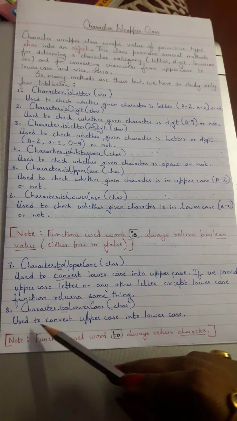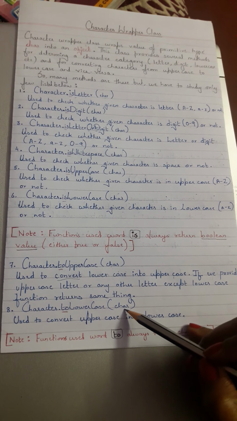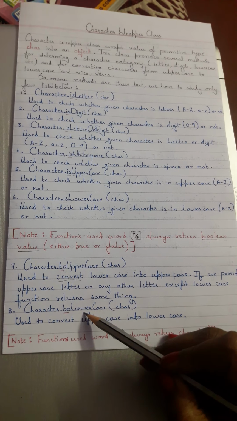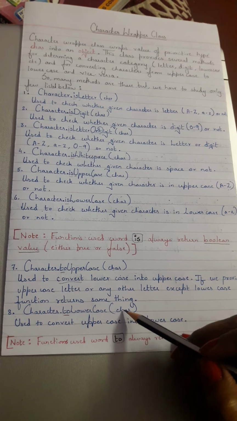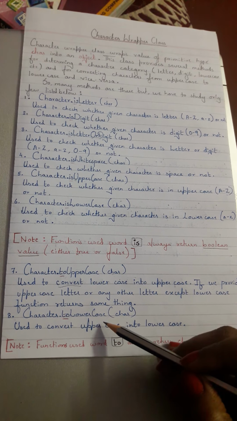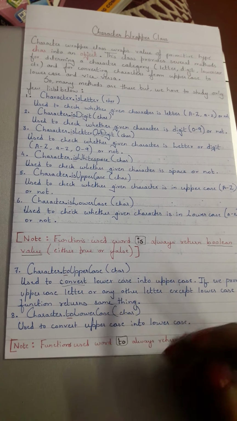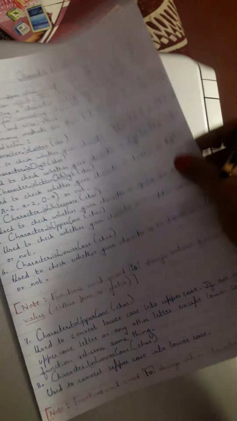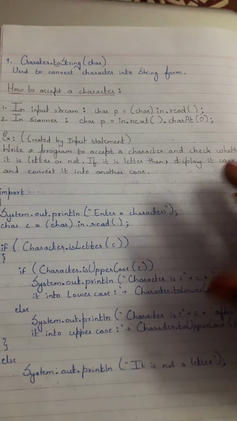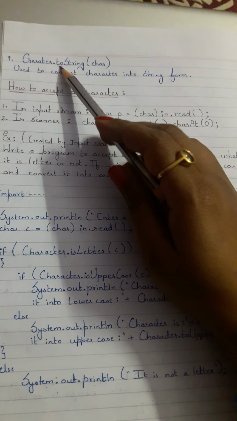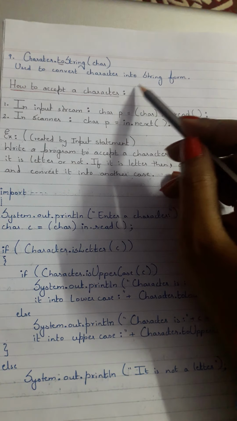The same thing here also, toLowerCase is used to convert uppercase into lowercase. If we are providing an uppercase letter here, it converts into lowercase. But if we provide a lowercase letter, then converting lowercase into lowercase is not possible. That's why it provides us the lowercase letter only. I think you are able to understand. The next function is the same, to. I'm using here Character.toString, used to convert a character into string format.